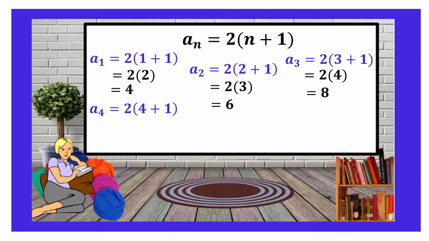If n is equal to 4, we have 2 times the quantity 4 plus 1. And 4 plus 1 is equal to 5. So we have 2 times 5 is equal to 10. That's our fourth term.